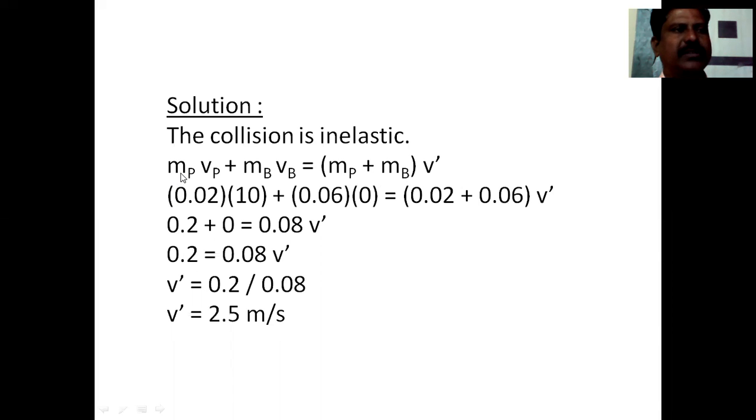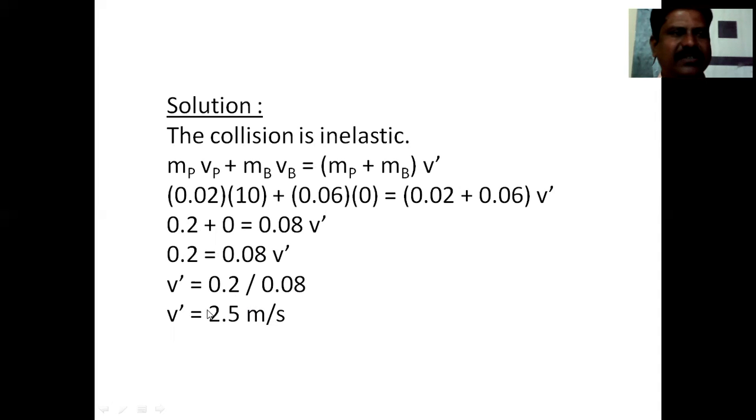The mass of the bullet is 0.02 kg, moving with a velocity of 10, plus the mass of the block, 0.06 kg, which is at rest, so that is 0. So 0.2 plus 0 equals (0.02 plus 0.06) into V dash. After simple manipulation, you get 0.2 equals 0.08 V dash. Therefore, V dash is 0.2 divided by 0.08, so the final velocity of both bullet and block is 2.5 meters per second.